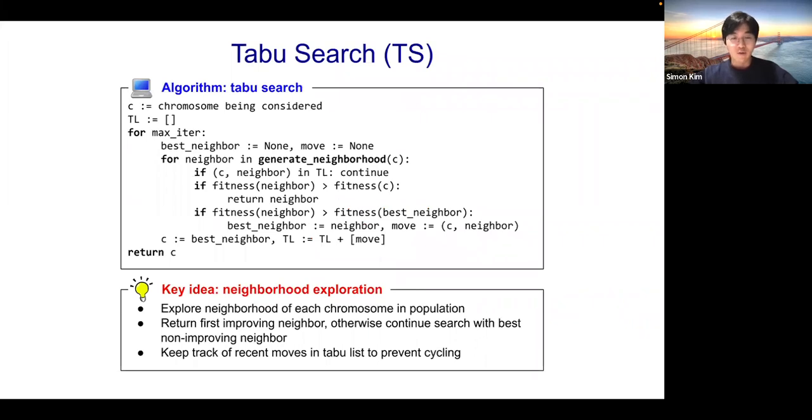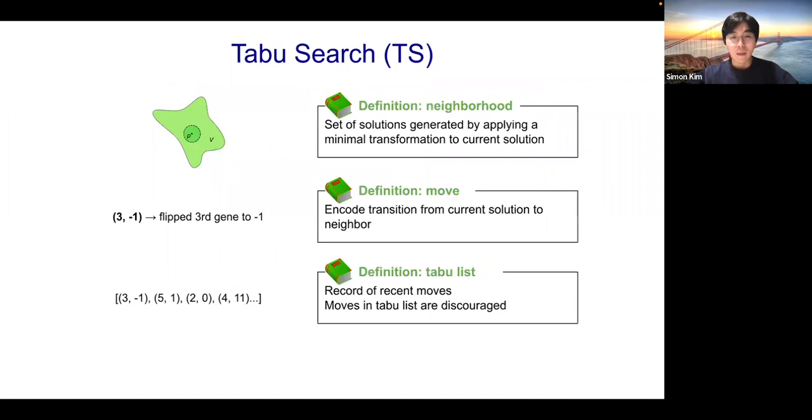So we decided to use Tabu search, which was first proposed in 1980. The essence of Tabu search is to explore the neighborhood of each chromosome and move it in the direction of either the improving neighbor or the best non-improving neighbor within that neighborhood. Some terminology for Tabu search: the neighborhood is defined as a set of solutions that's generated by applying a minimal transformation. Our transformation is going to be a flip where we change the value at that index. A move would be the transition from the solution to the neighbor. So if we flip the third gene to -1, it'd be 3, -1. And the Tabu list would be a record of that number of moves, and it discourages moves that revert back to the original state, so it prevents cycling.